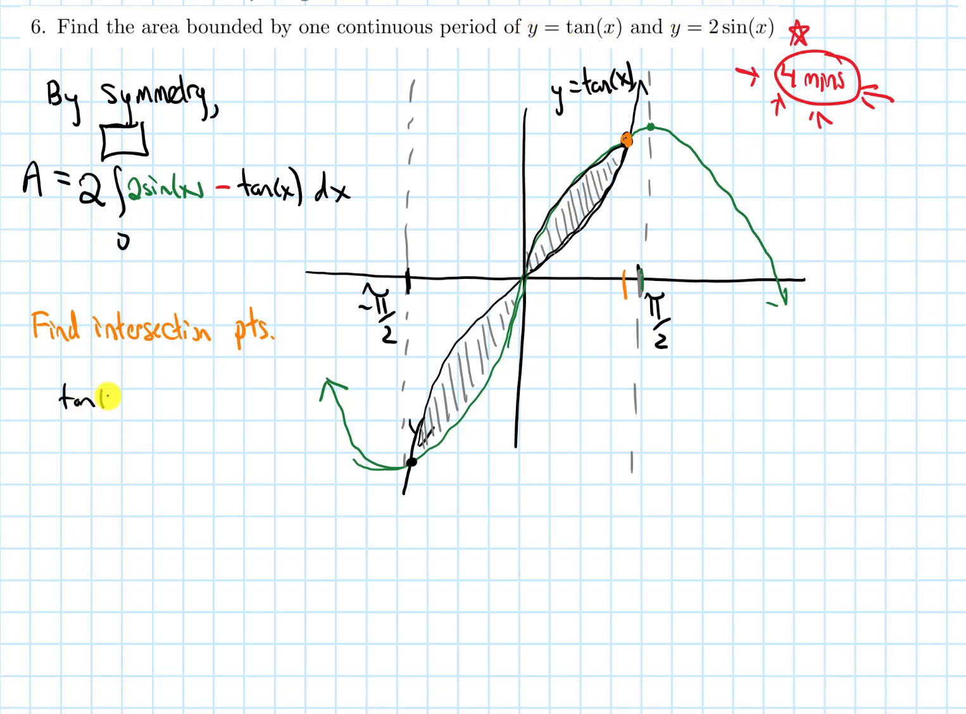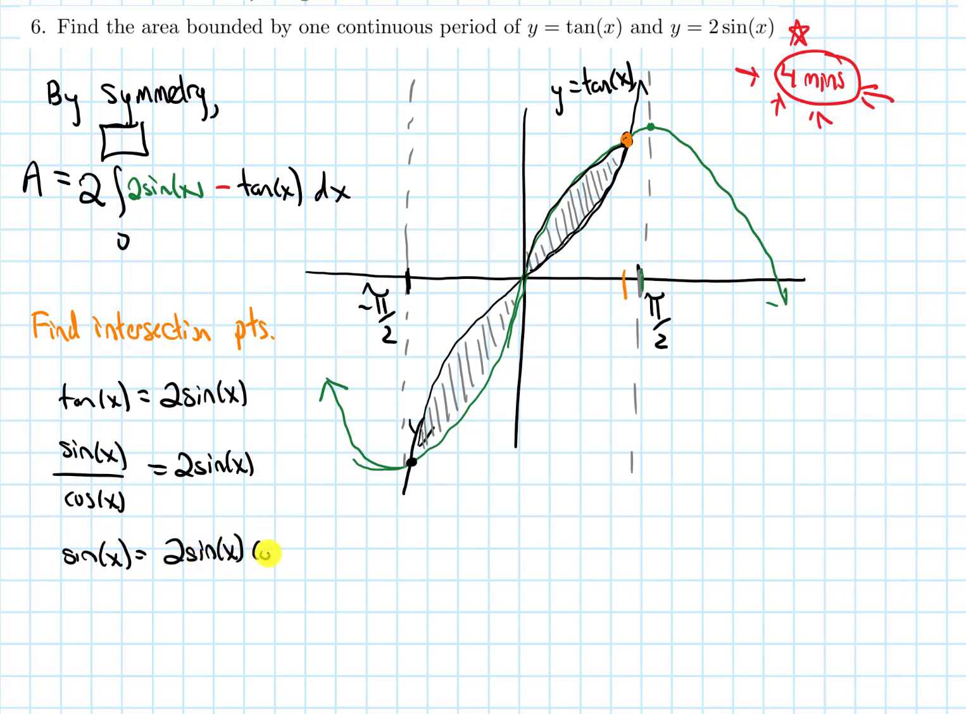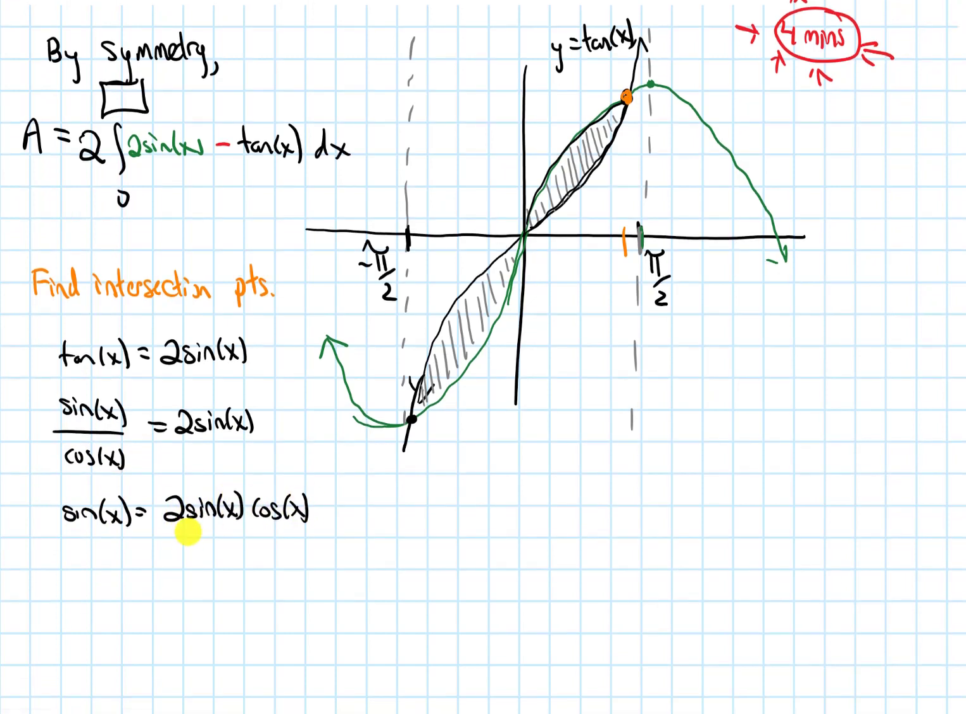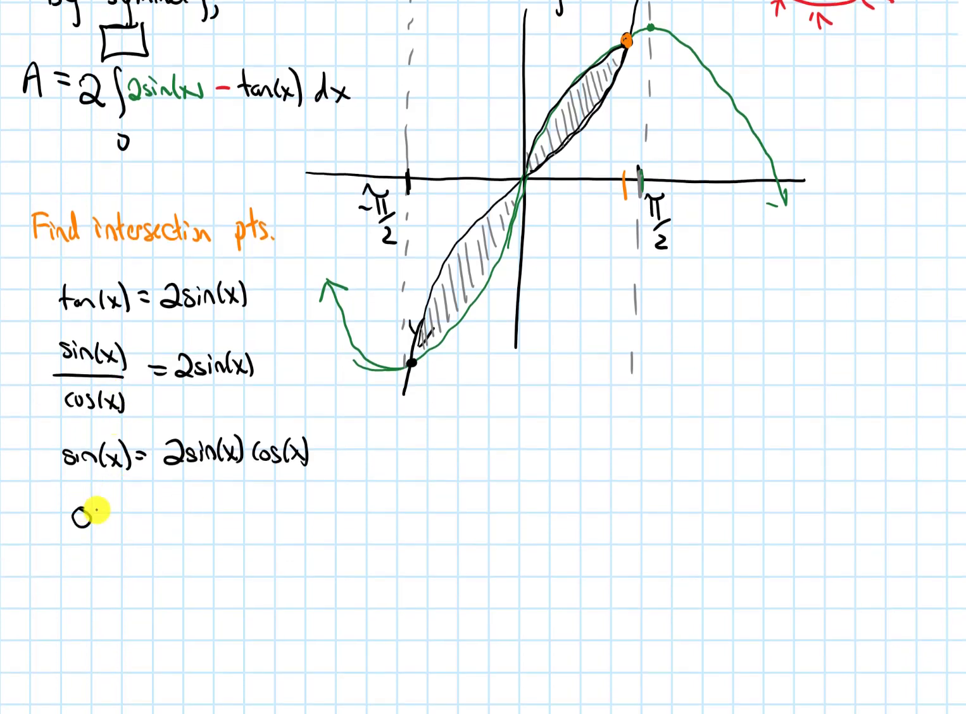So we'll get tangent x equals 2 sine x. And if I rewrite tangent as sine over cosine, we get sine x over cosine x equals 2 sine x. And then I could multiply both sides by cosine to get sine x equals 2 sine x times cosine x. And now I can move all the terms to one side and factor. So I'll get 0 equals 2 sine x cosine x minus sine x.